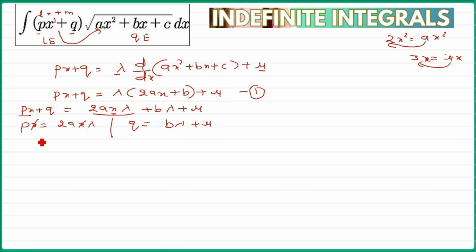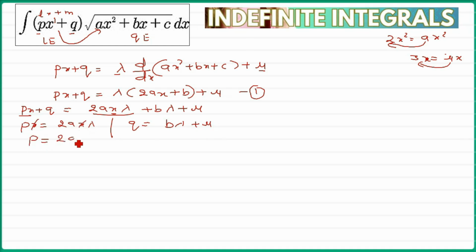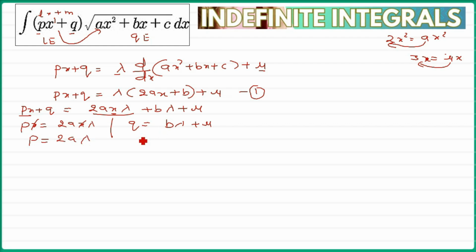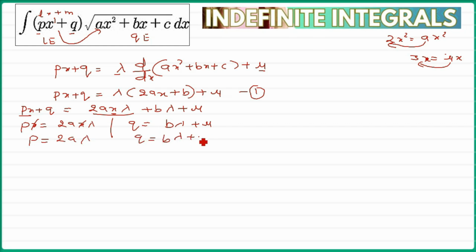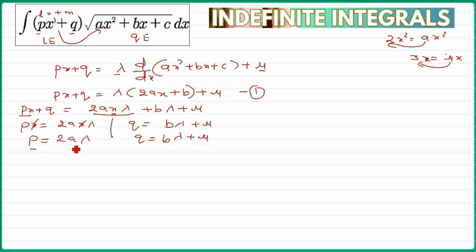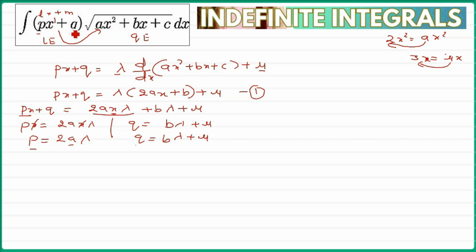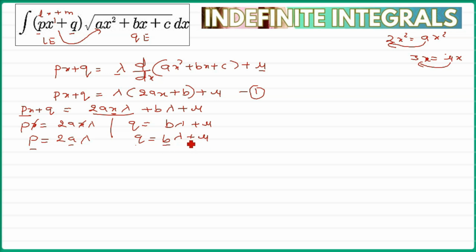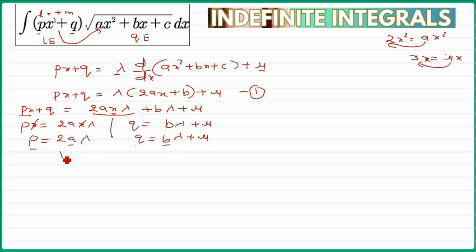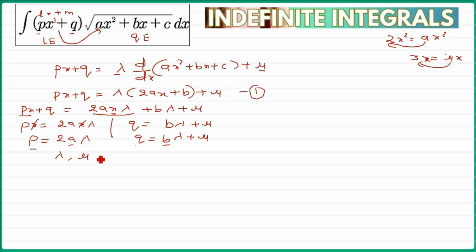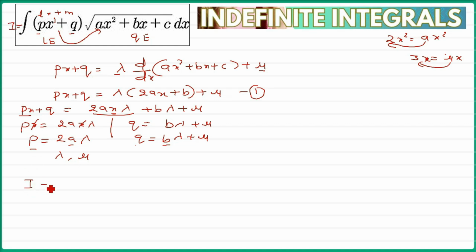Now when we cancel this x out, p will be equal to 2a lambda and q will be equal to b lambda plus mu. Please remember, only lambda and mu are unknown, others are known. So with these two equations, we are in a comfortable position to find lambda and mu. So these two will be computed. Now this px plus q, as I suggested earlier, in this integral will be replaced by equation number 1.